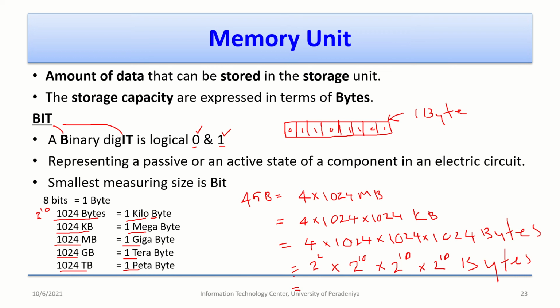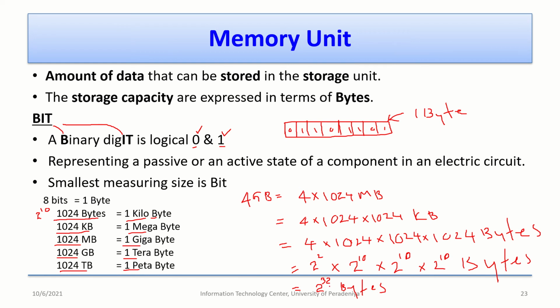According to the same base of the integers, we can take the summation of these powers. Then 2 plus 10 plus 10 plus 10, that is 2 to the power 32 bytes, right? So that is a 4 GB memory. In terms of bytes we can say 2 to the power 32.